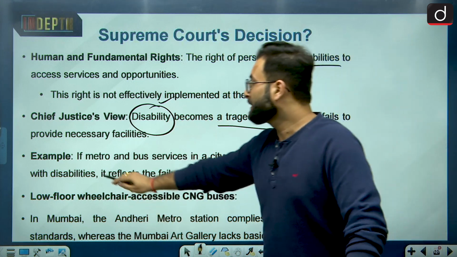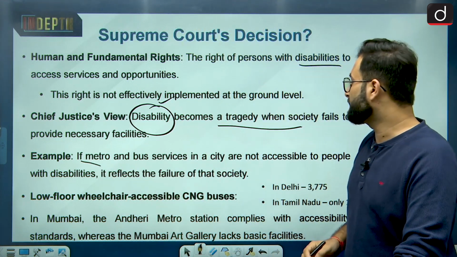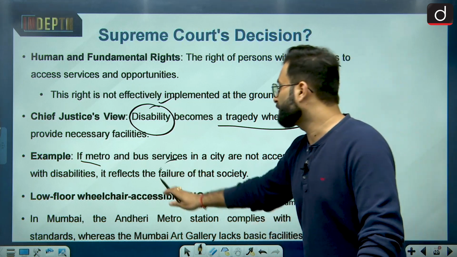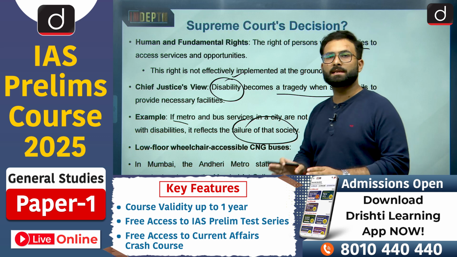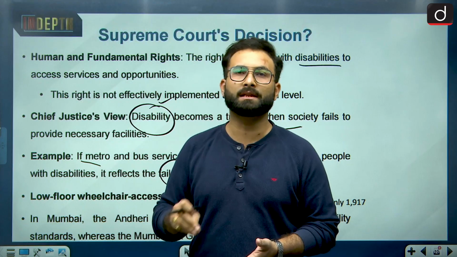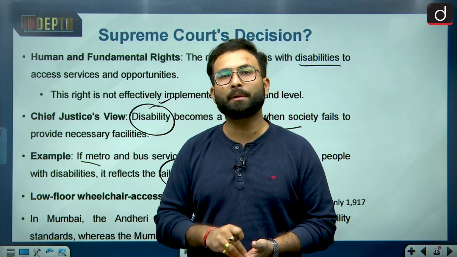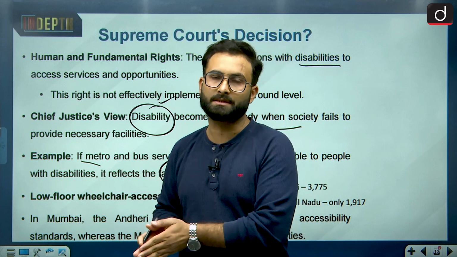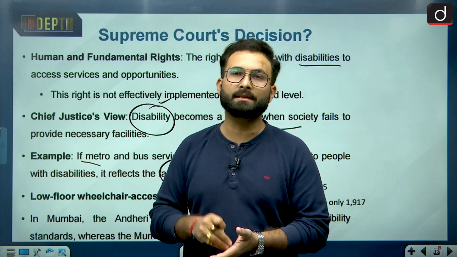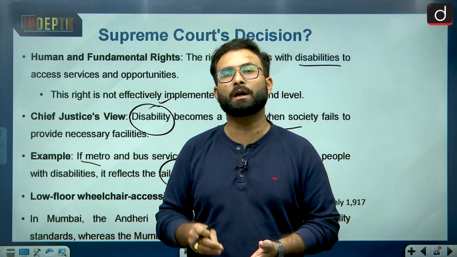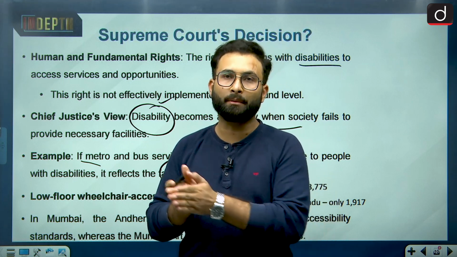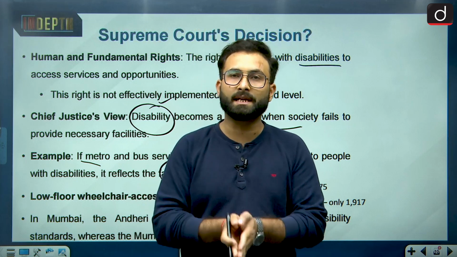Now, for example, if metro and bus services in the city are not accessible to a person with disabilities, that reflects the failure of society. With this example, it is clear that if the services and infrastructure are not being provided by the state or society, that is the problem of society and not of the person. If a person with disability is not able to get access to a bus service or to a campus, that is a failure of the state, not a problem of that person; it is the problem of the state and society.